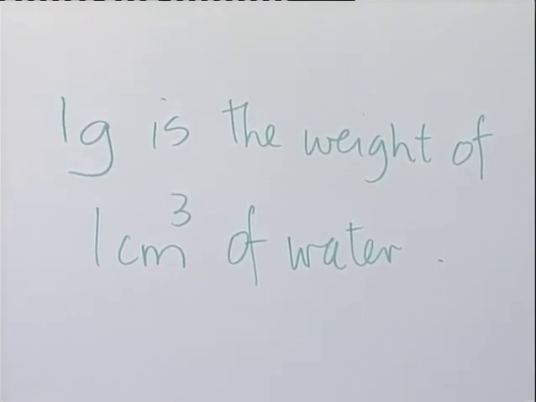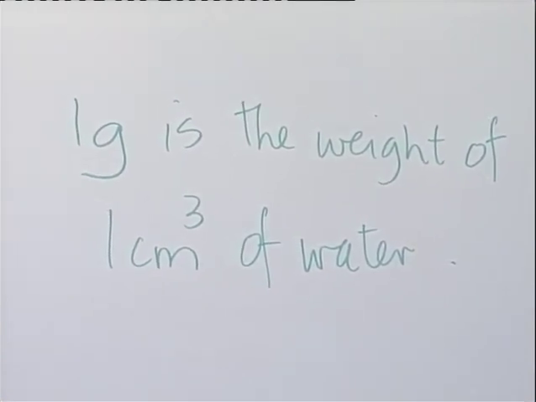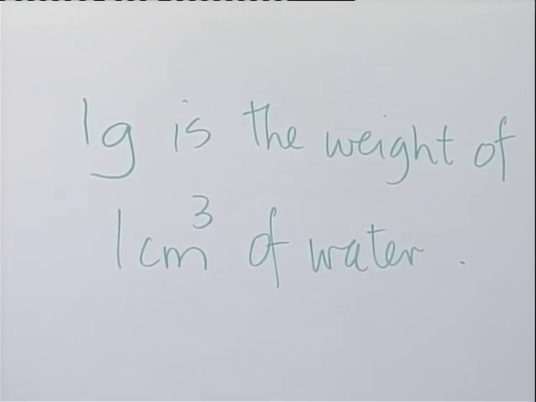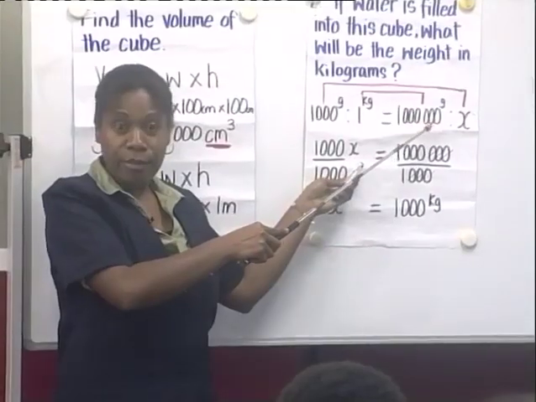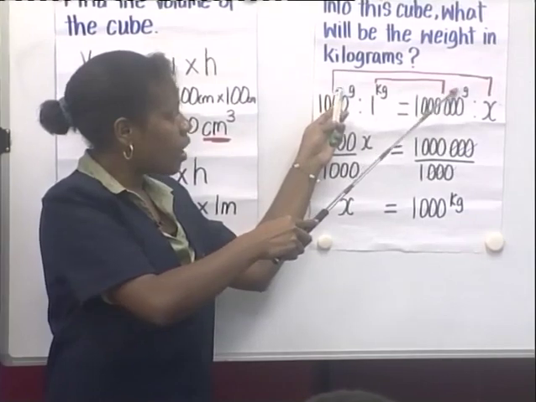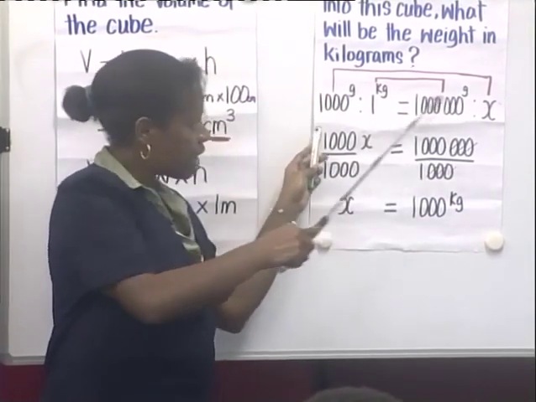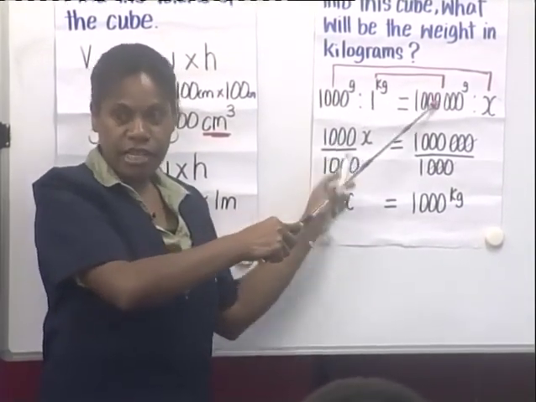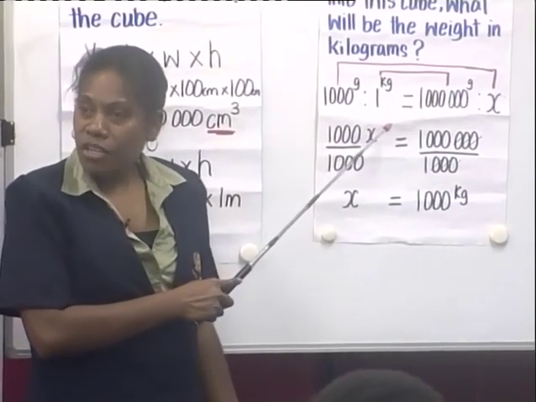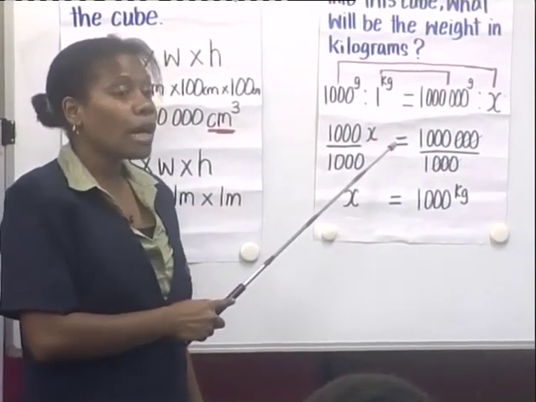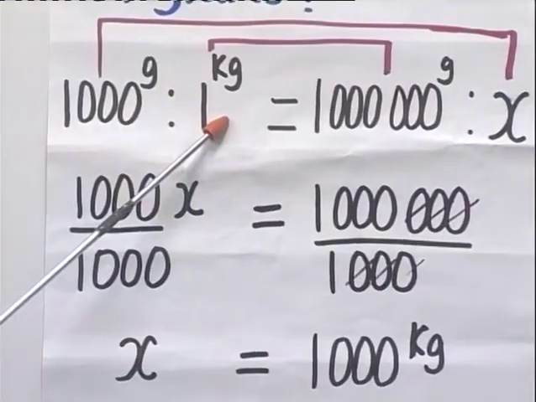All right. Because I want to find the weight of this cube in kilograms, I'm going to use this ratio formula, remember, where you get the multiple of the exterior and multiple of the interior. So 1,000 grams is equal to 1 kilogram, all right?